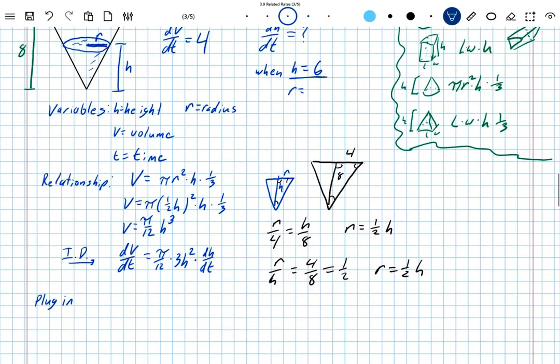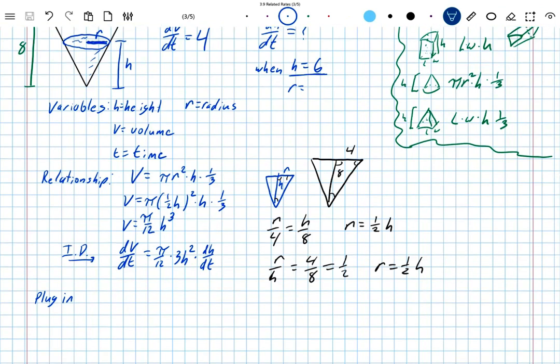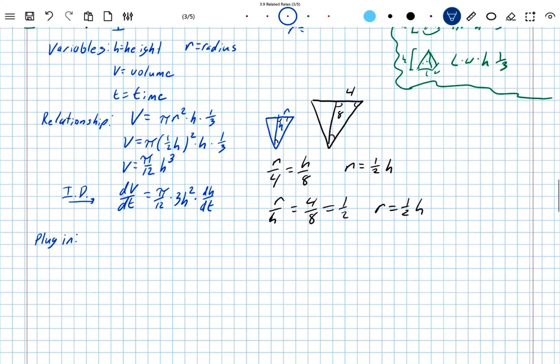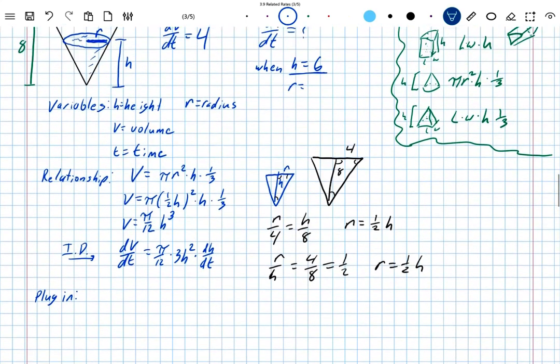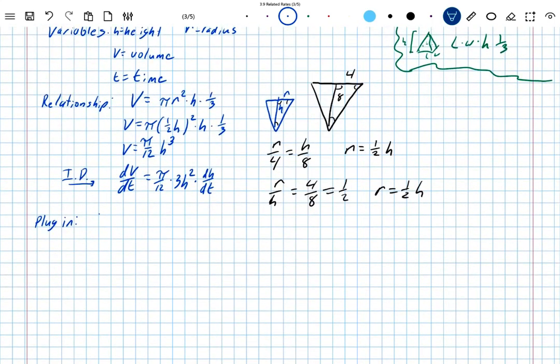What am I plugging in? Just h, because I solved for r. It's possible that if instead you had all r's in here, you'd have to go back and say, okay, when h is 6, what is r? But we're pretty lucky here. Plugging in, I already forgot, h is 6, and dV/dt equals 4. So I get 4 equals, pi over 12 times 3 is actually just pi over 4.